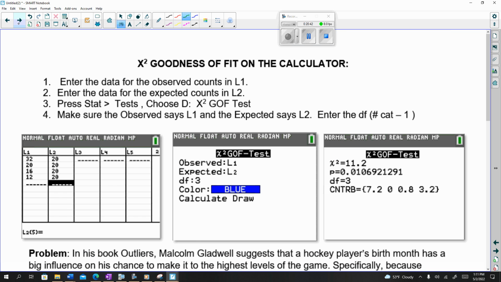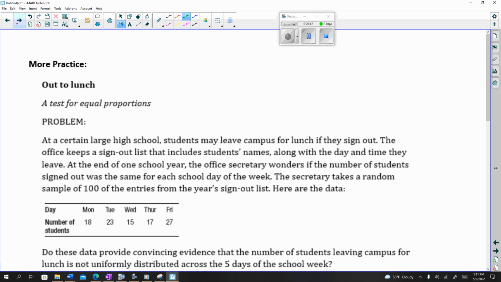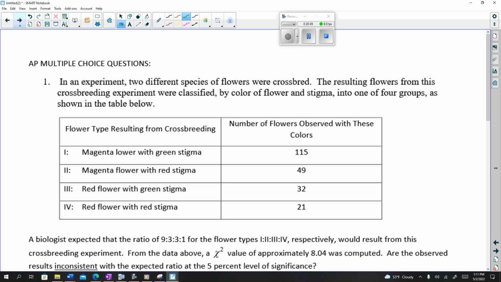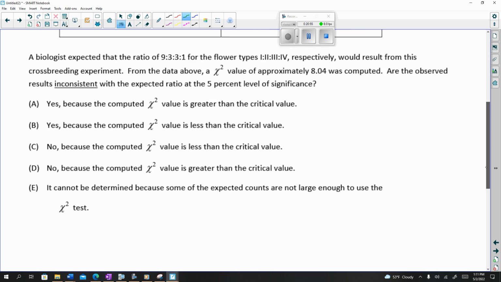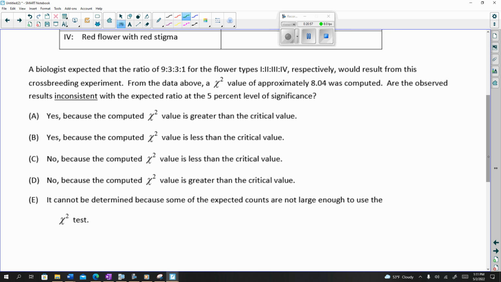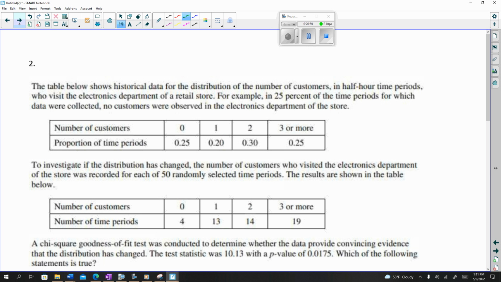Okay, so there are a few questions that have shown up as multiple choice only. If you scroll through your document, there's a few here. I'm going to do one and then the video is going to end because I think the bell's going to ring. Let's see. So here's one.